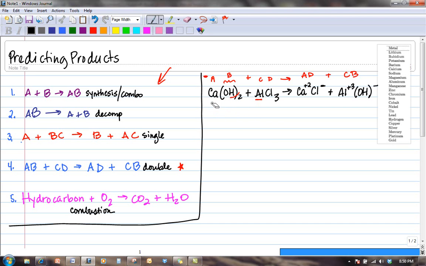All right, guys, we're not done yet. What we need to do is balance the charges. So all I do is the crisscross method, and for the first compound I get CaCl2 plus, and now I'm going to do the same over here. Notice that the 3 is going on the outside of the parentheses for the hydroxide, and I get Al(OH)3. So I'm just going to rewrite my reactants here.